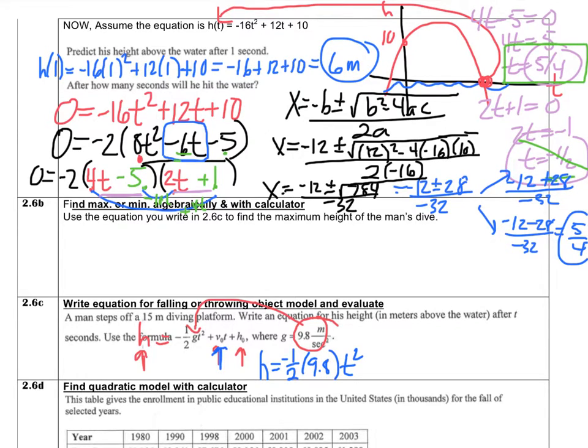velocity, the key here, he steps off. Velocity is speed with direction. If you step off, there's no speed for that. It's going to be 0t. And then his initial height is plus 15.